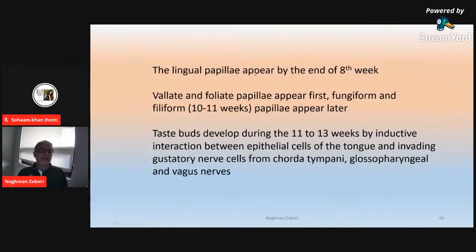The lingual papillae, they appear by the end of the 8th week. Vallate and foliate papillae appear first, then the fungiform and filiform papillae, they appear between 10 to 11 weeks. Taste buds develop during the 11th to 13th weeks by inductive interaction between epithelial cells of the tongue and invading gustatory nerve cells from the chorda tympani, glossopharyngeal, as well as from the vagus nerves.